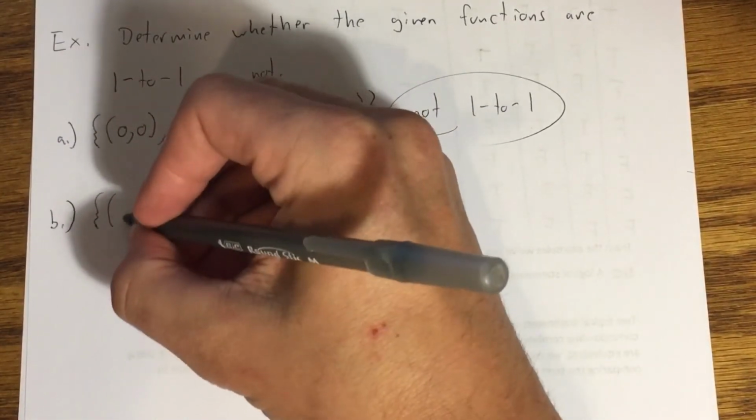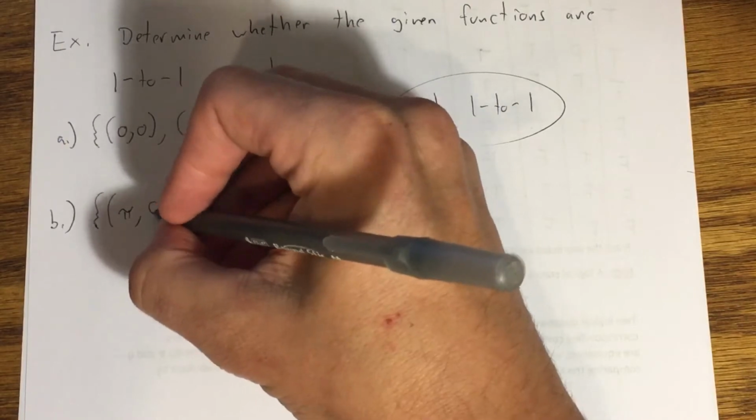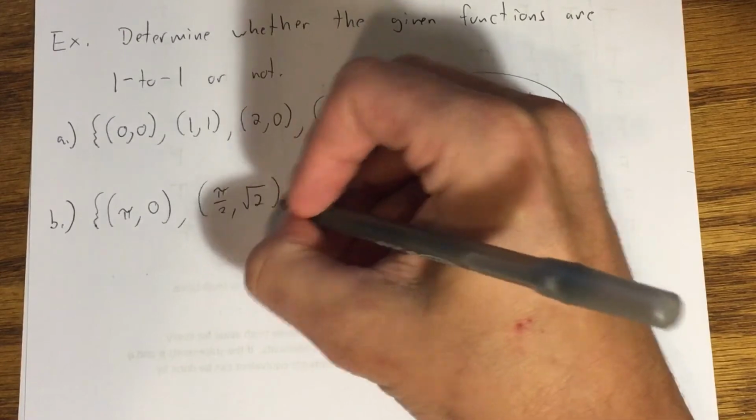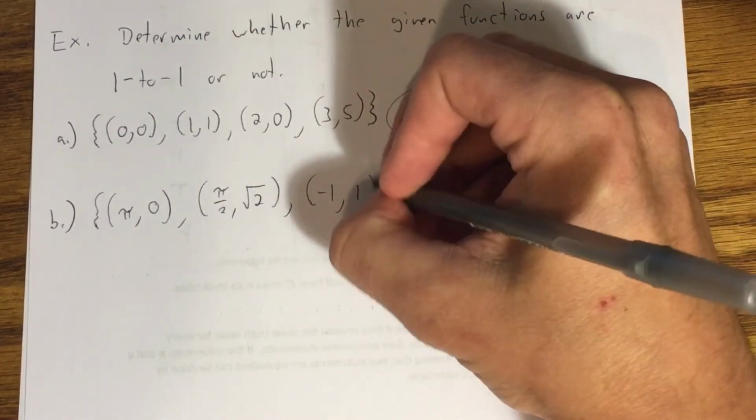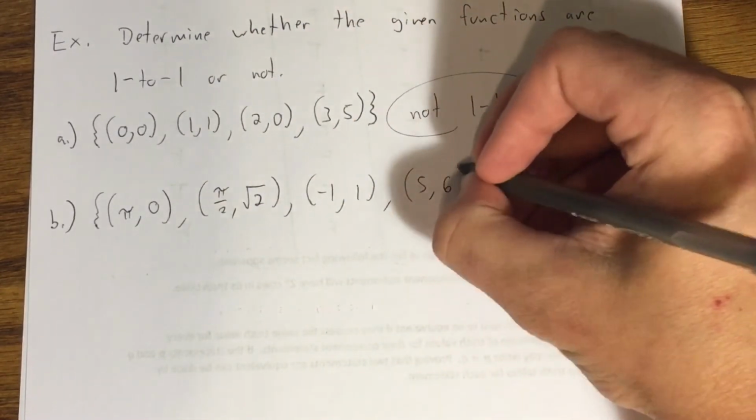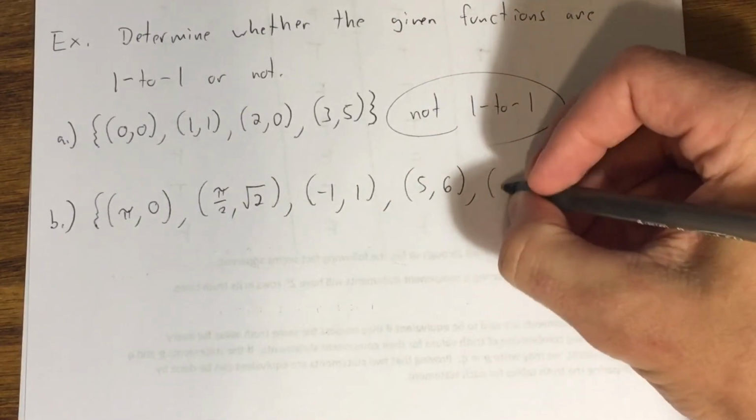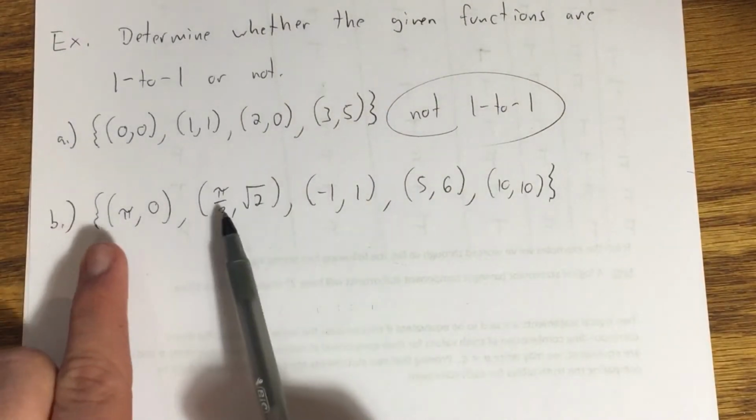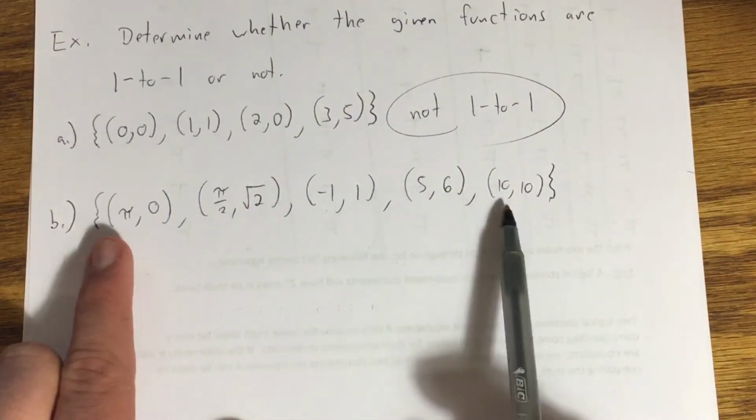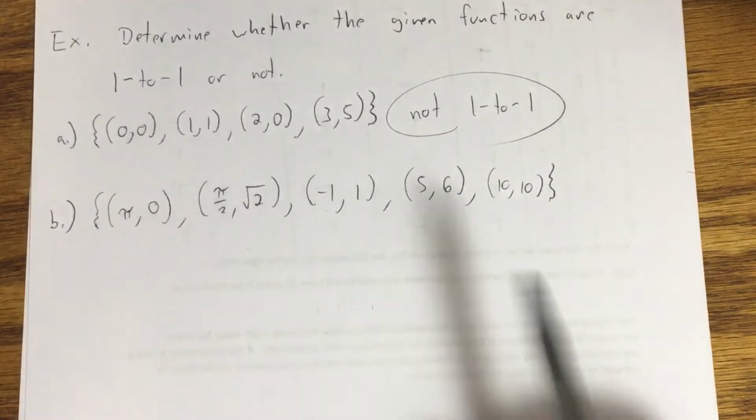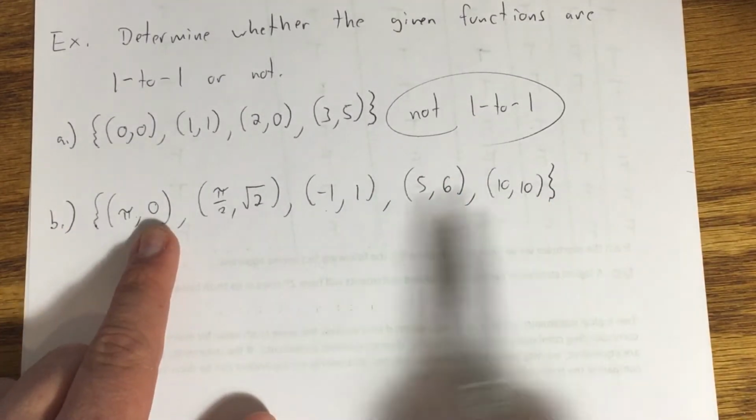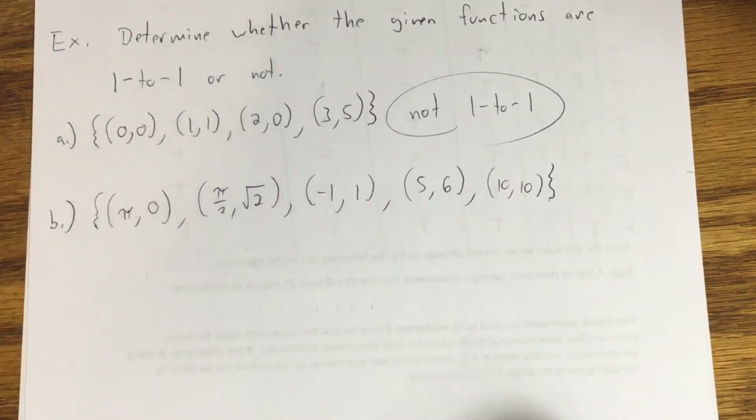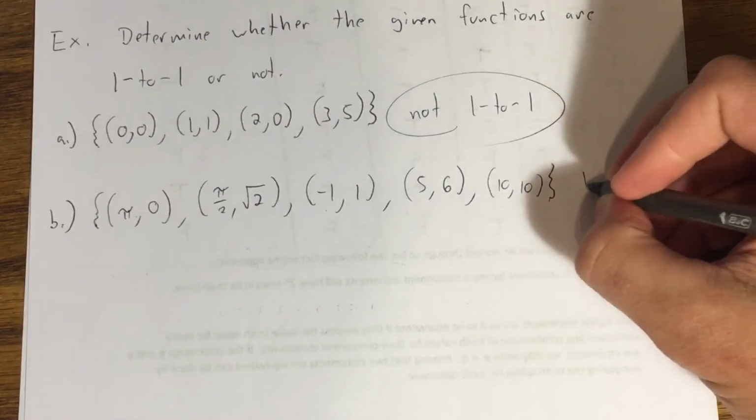Okay, here's a set of ordered pairs that would be one-to-one. Pi 0, pi over 2 root 2, negative 1, 1, 5, 6, and let's say 10, 10, something like this. Just a kind of a random function. It is a function. None of the inputs are showing up twice, so there's no inputs going to multiple outputs. And there's also no repeated outputs. I have 0, root 2, 1, 6, 10. None of those outputs show up a second time being associated with two different inputs. So this one is one-to-one.